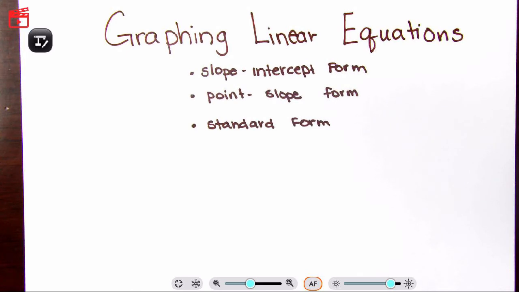Now, we know three different types of linear equations. They are slope-intercept form, point-slope form, and standard form. So I'm going to do one example of each of how to graph the line of the equation.